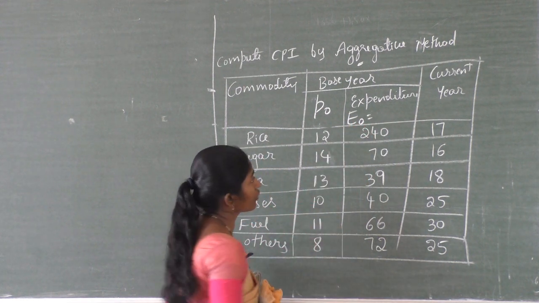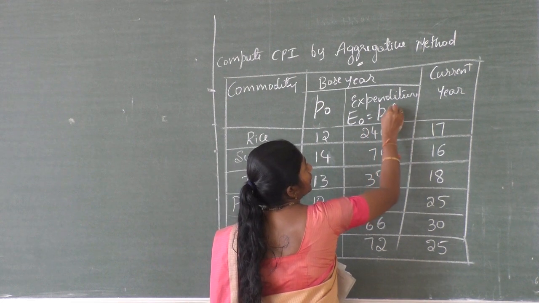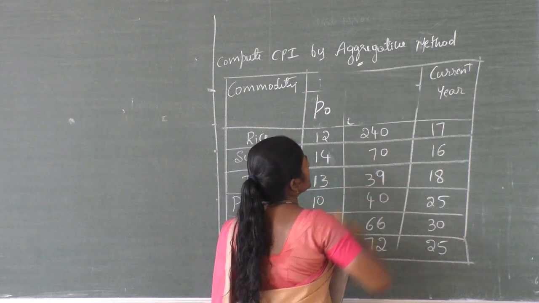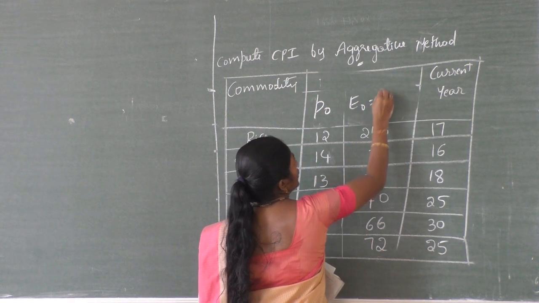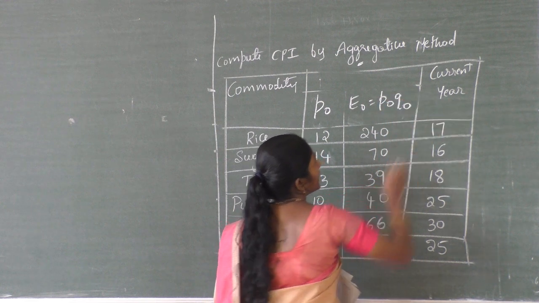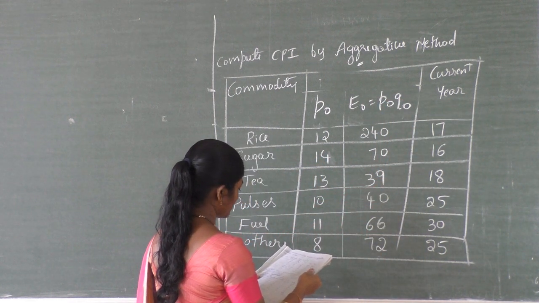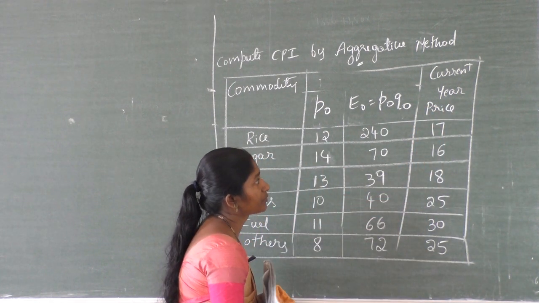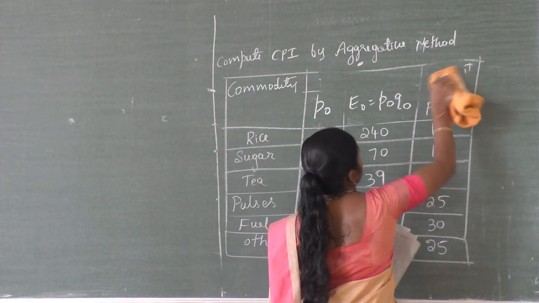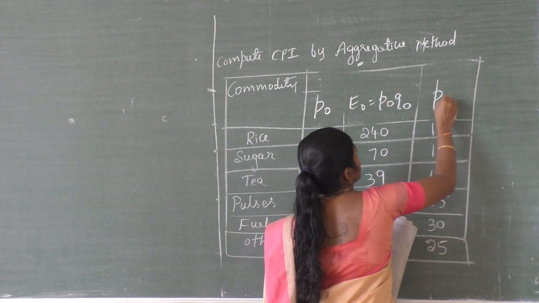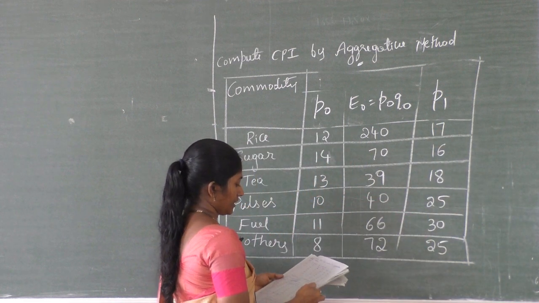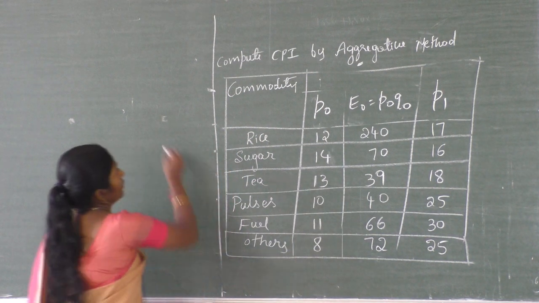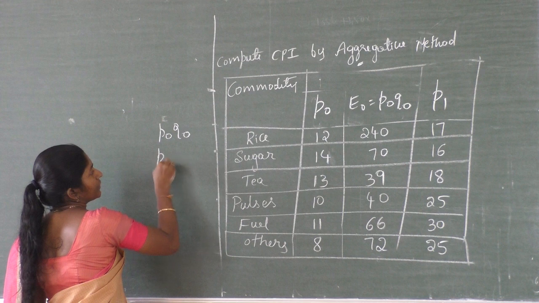Expenditure is the multiplication of price into quantity, both with subscript 0, like this. Base year expenditure E0 equals P0 Q0. Here the current year price we have not written, it is given in the question. The current year price, that is P1, is given. For the aggregative expenditure method, we need P0 Q0 and P1 Q0.